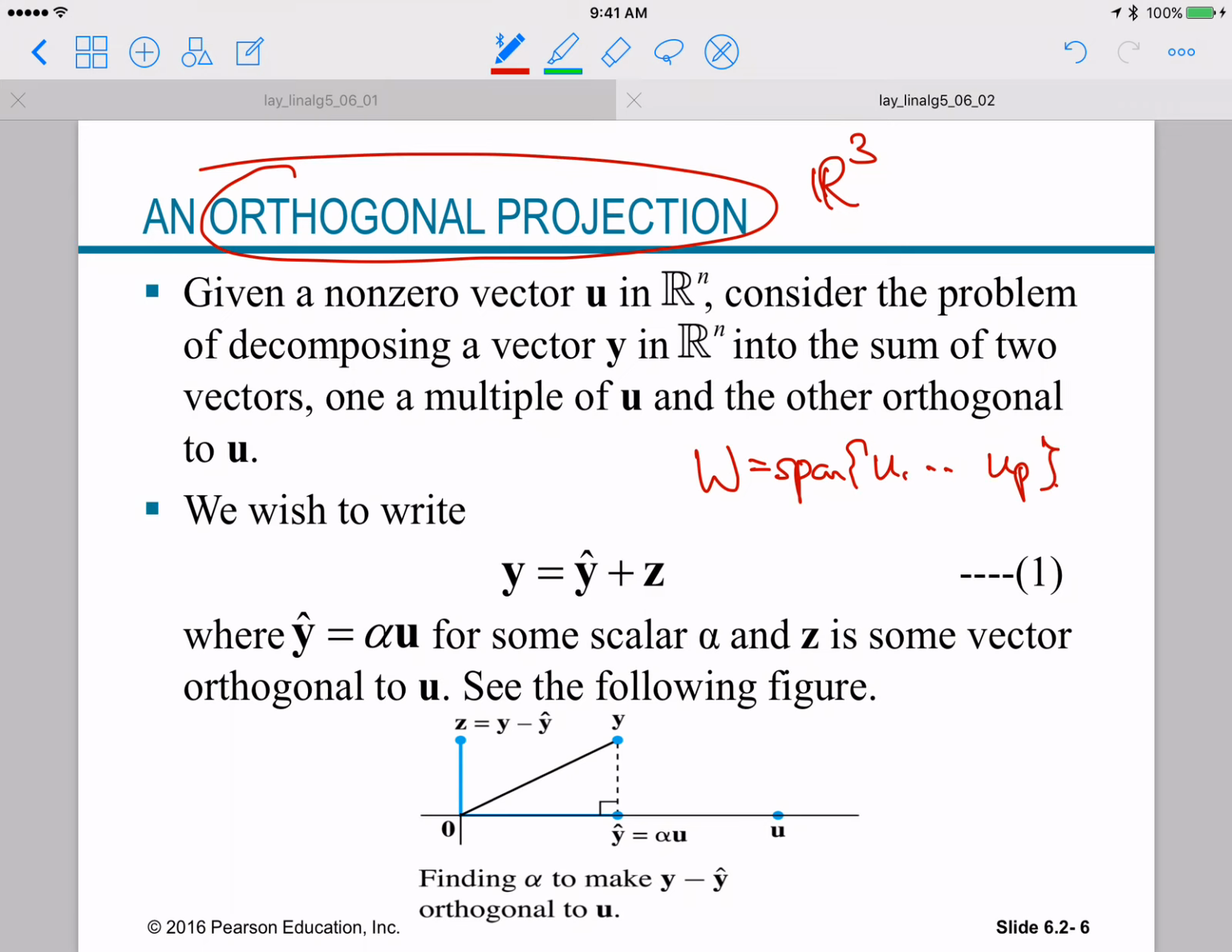Suppose we have maybe (3, 4) as one single point, and your subspace was spanned by this single vector. This vector was (2, 1).